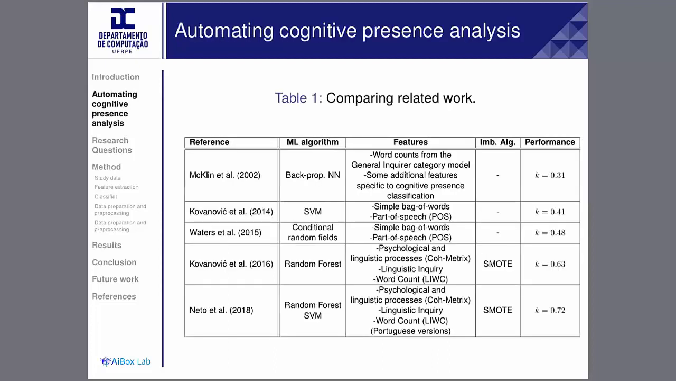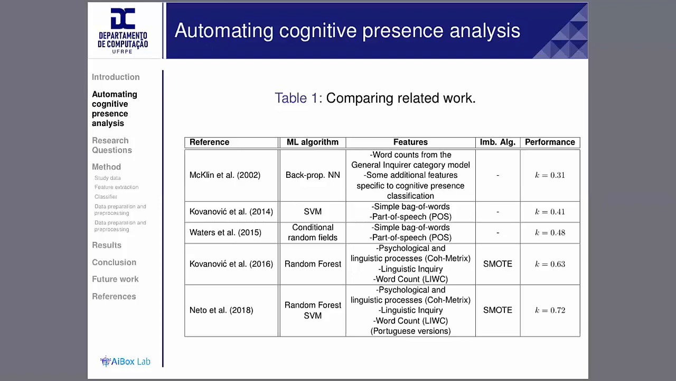Here we have a table. This table shows a comparison among the different works that we found. The first 3 works, developed by McLean et al., Kovanovich et al., and Waters et al., used some machine learning algorithms to classify discussion messages following these features in the 3rd column, right? In the last column, we have the performance.